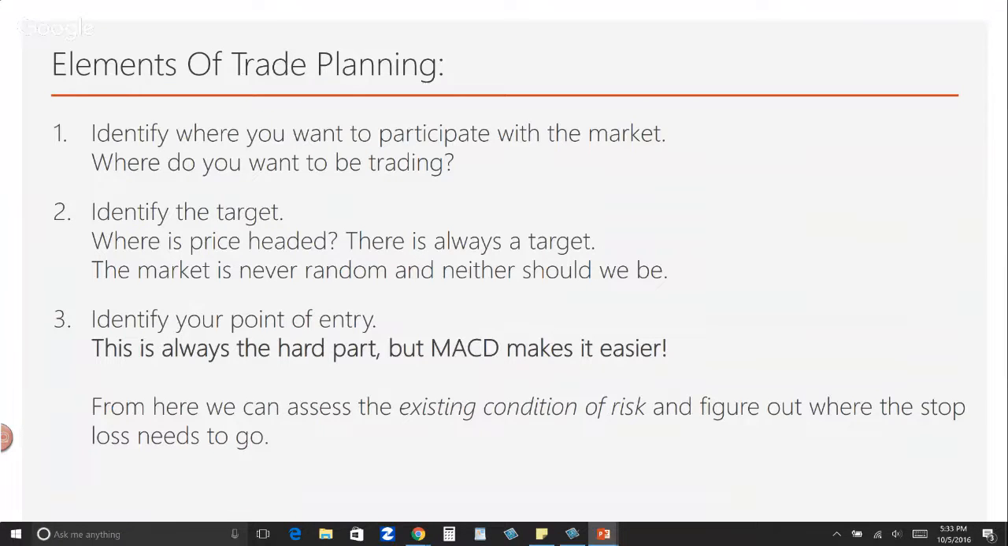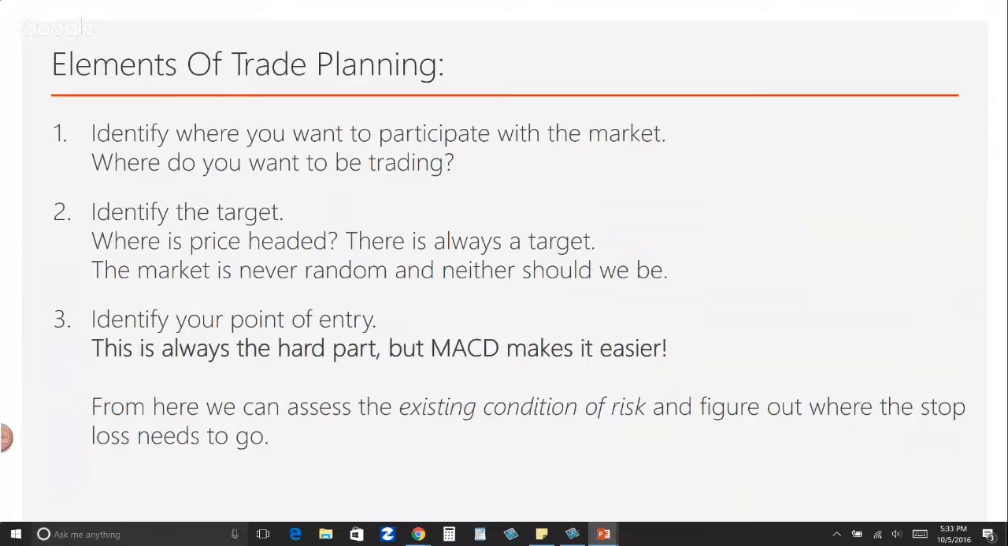So let me just start with talking about 3 elements of trade planning. No matter who you are or what you trade, whether you know you're doing it or not, there are 3 elements of trade planning for all trading. Here they are. Number 1, identify where you want to participate with the market. Where do you want to be trading? Number 2, identify a target. Where is price headed? There's always a target. The market is never random, and neither should we be. And number 3 is identify your point of entry.